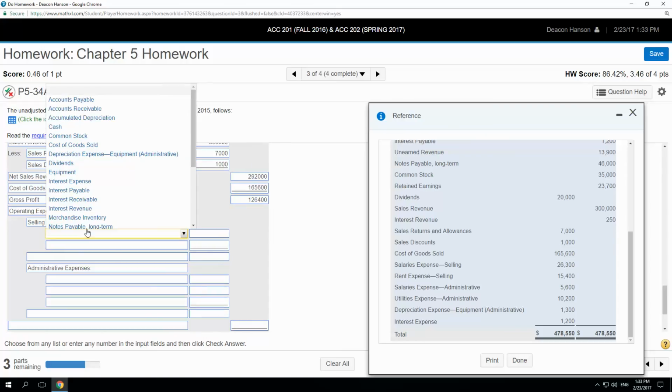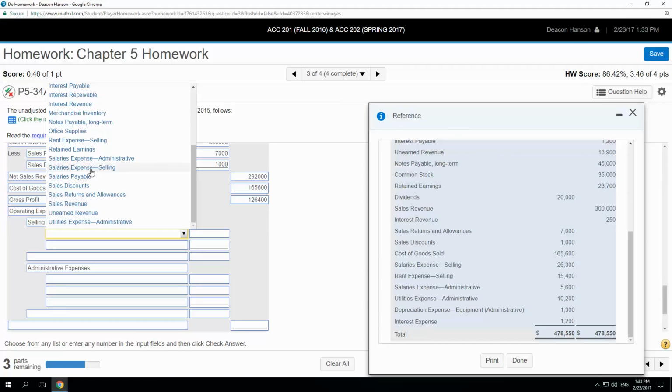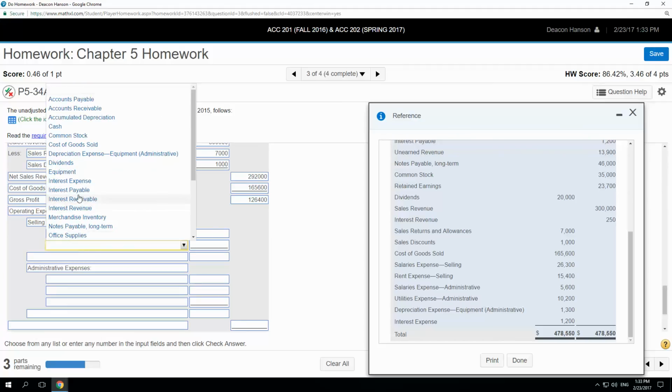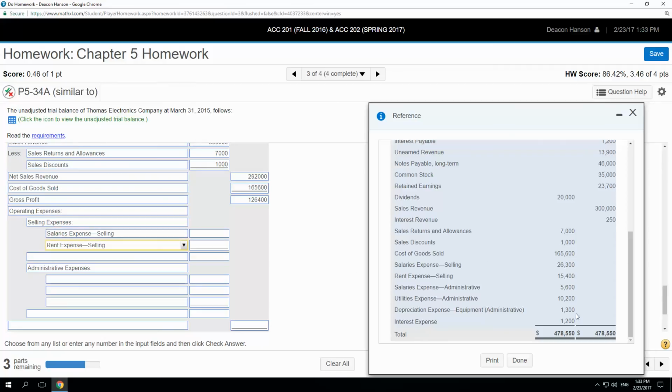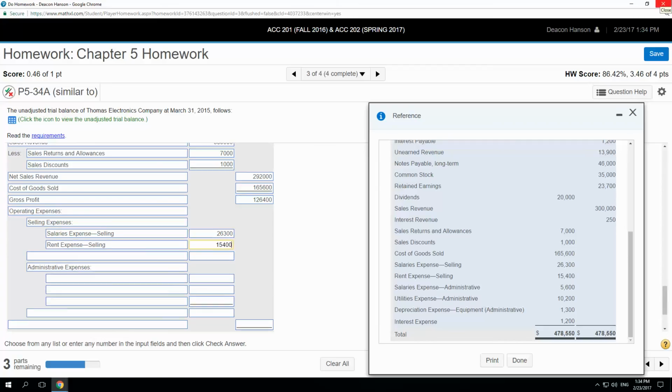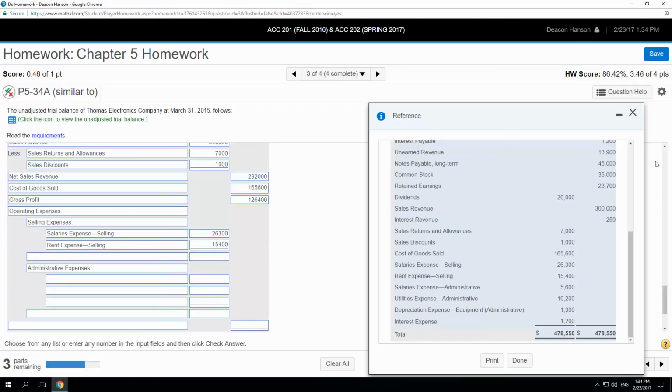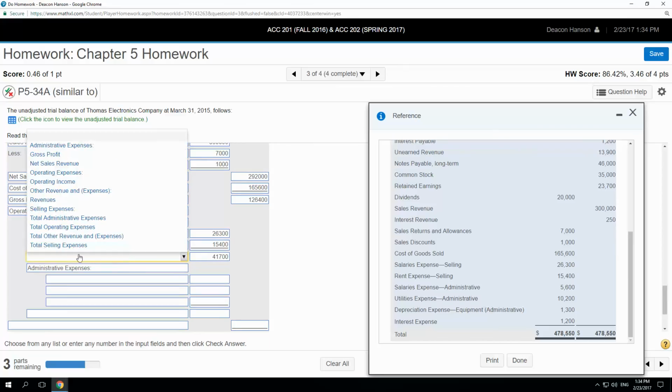Salaries and rent. Okay. So salaries expense, selling, and rent expense. Selling. And we'll drop those numbers in. I got 26,300 and I got rent of 15,400. Okay. So if we add the two, we're going to have 41,700. You can double check that. That's going to be my total selling expenses.